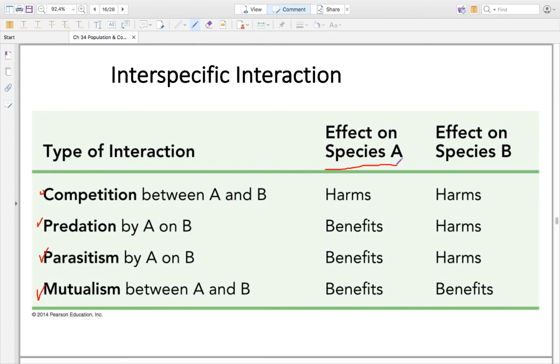It shows the type of interaction and the effect on species A and species B, so these are non-specific. If there's ever competition, it's going to harm both species. If there's predation, obviously the predator is going to benefit and the prey will be harmed. Parasitism, the parasite benefits, the host will be harmed. Mutualism, they both benefit.